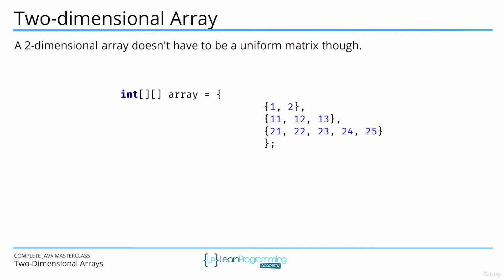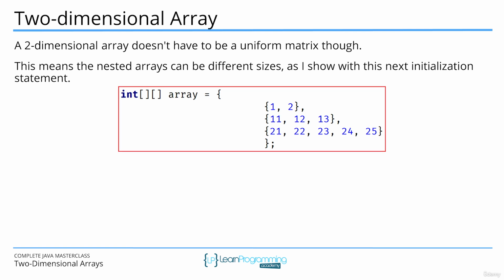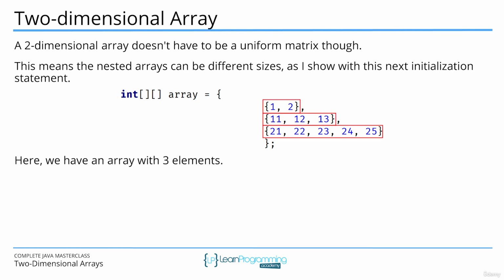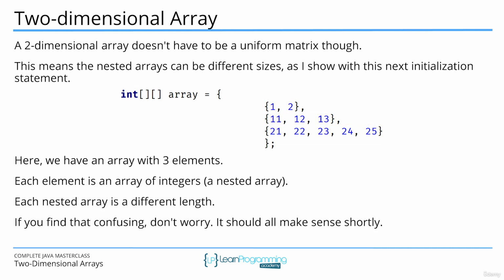A 2-dimensional array doesn't have to be a uniform matrix though. This means the nested arrays can be different sizes, as I show with this next initialization statement. Here we have an array with 3 elements. Each element is an array of integers, a nested array. Each nested array is a different length. If you find that confusing, don't worry, it should all make sense shortly.